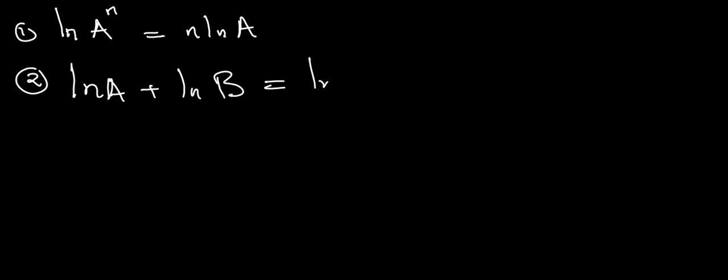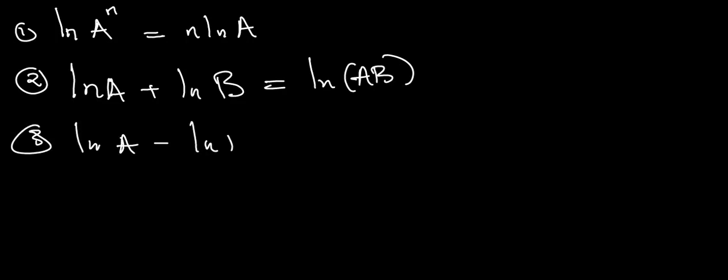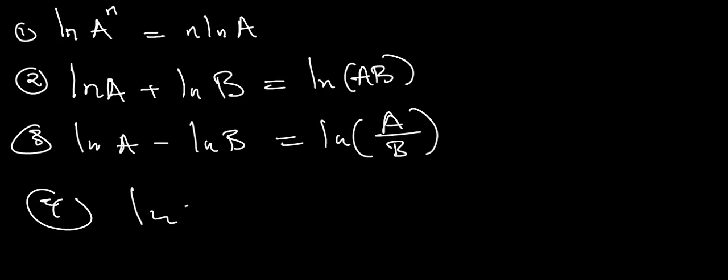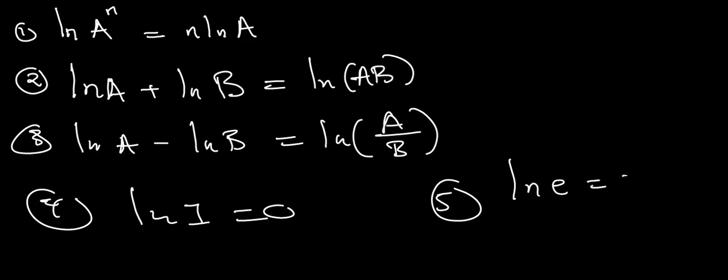So if it's plus, it's the same as ln of a times b. The same applies to the minus. If you say ln of a minus ln of b, this is the same as ln of a over b. The same thing also applies if you have ln of 1. This is also a 0. Then again, ln of e. In number 5, we're just saying ln of e is equal to 1. Why? Because there's an e there. This is equal to 1.